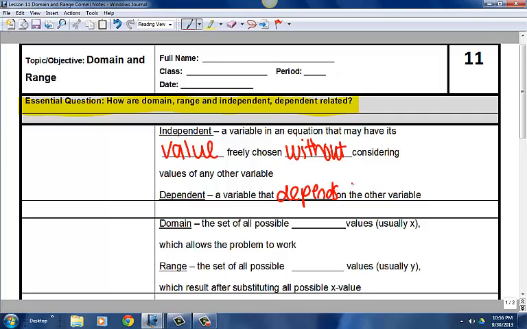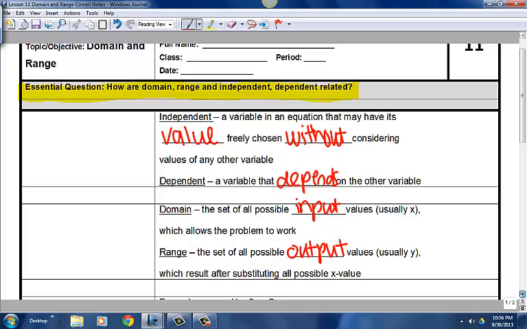Your domain is a set of all possible input values, usually x, which allows the problem to be worked. The range is a set of all possible output values, usually y, which result after substituting all possible x values. So independent and domain have to do with x, and the dependent and range have to do with your y.